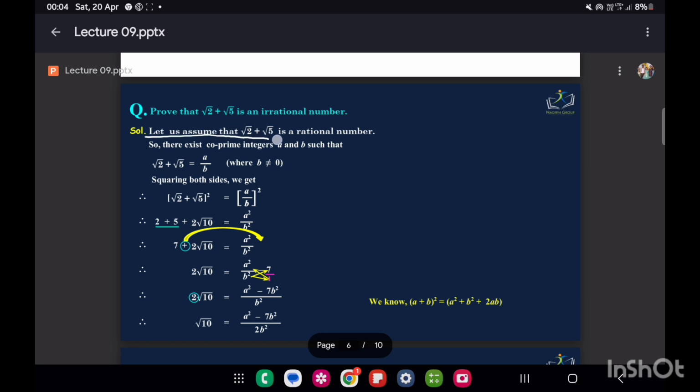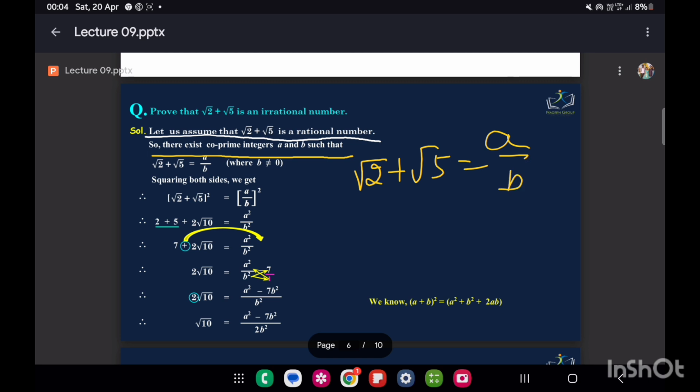Then the first step is, let us assume that root 2 plus root 5 is a rational number. That is the first step we have to take. Root 2 plus root 5 is rational, so there are co-prime integers a and b such that root 2 plus root 5 is equal to a by b. Here nothing is there to shift. If plus 2 is there, or minus 2 or any number is there, we can shift, but here both are roots, so we can't shift. But one method is squaring both the sides.